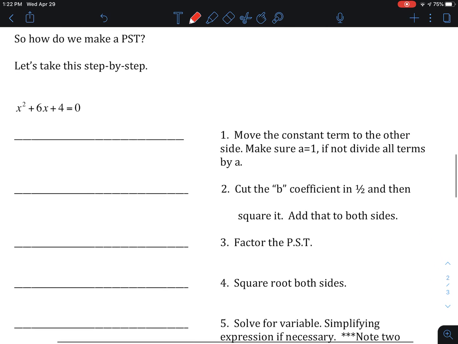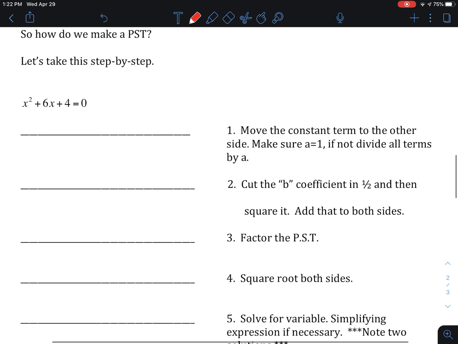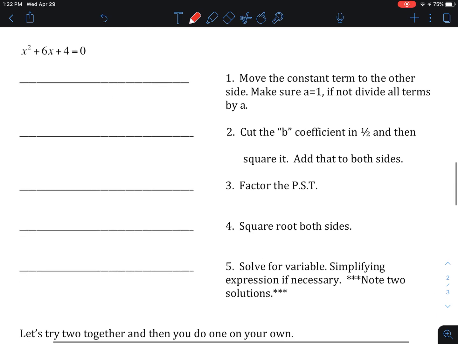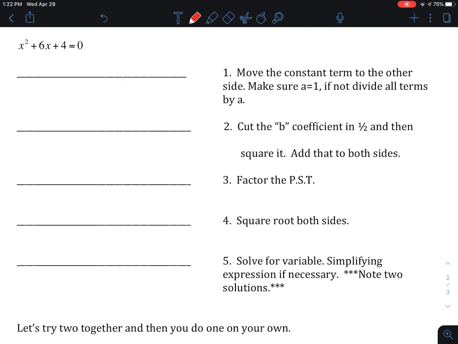Okay, so how do we make a PST? I've got a step-by-step approach here. I want us to go through and take a look at each of those steps through an example so you can see exactly what to do. Okay, so here's my quadratic equation. Notice that it's equal to 0.